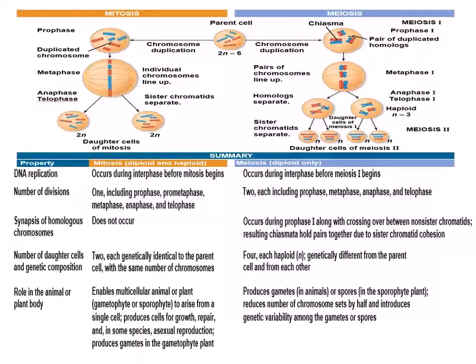As far as mitosis in an animal or plant body, it enables the multicellular animal or plant to arise from a single cell. It produces cells for growth, repair, and sometimes for asexual reproduction, depending on the kind of critter. And in organisms that have a haploid multicellular stage, haploid gametes can be produced from haploid cells. Meiosis in animals produces gametes, or spores in the sporophyte plant generation, and it reduces the number of chromosome sets by half and introduces genetic variability among the gametes or spores. So meiosis is really important for sexual reproduction to maintain the chromosome number from one generation to the next.